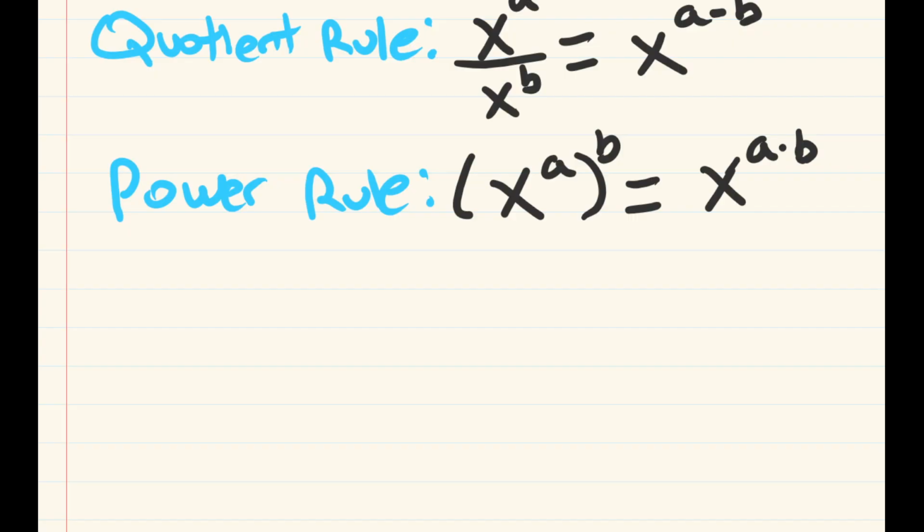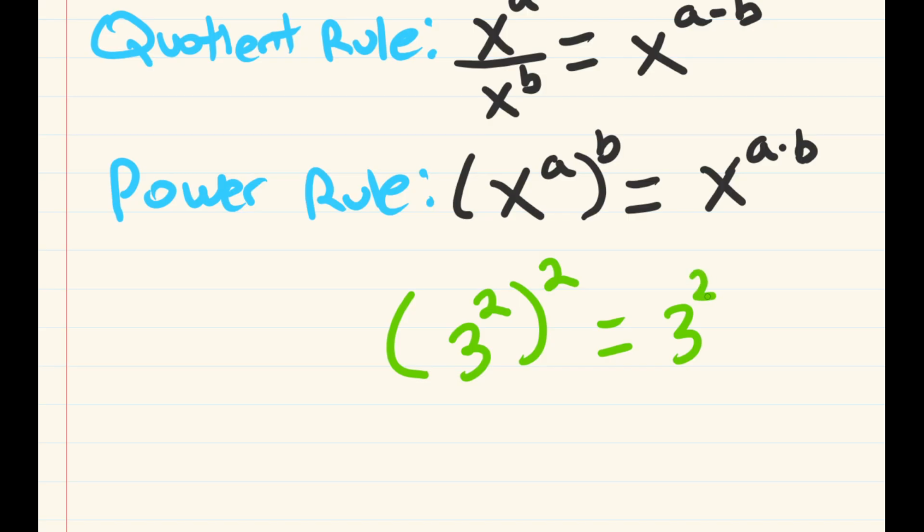And let's give a quick example. Let's say we had 3 to the power of 2, all raised to the power of 2. So let's use the power rule here. 3 to the power of 2 to the power of 2. This is the same as 3 to the power of 2 times 2. And 2 times 2 is 4, so 3 to the power of 4. And that would give us 81.